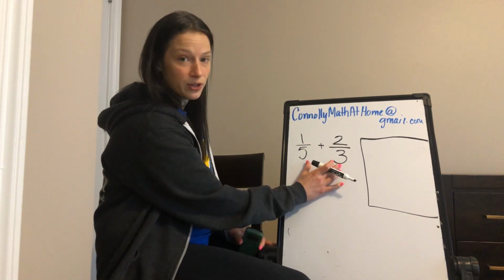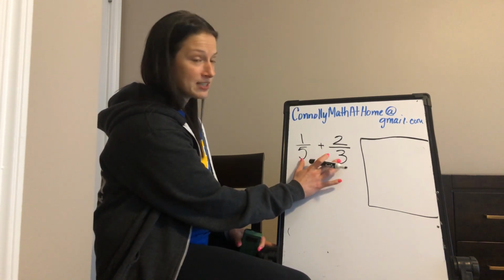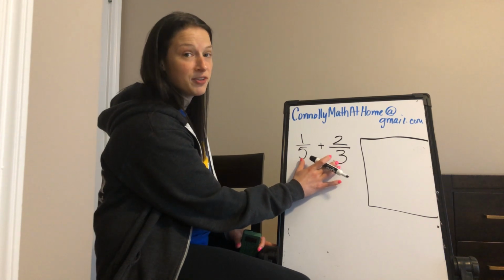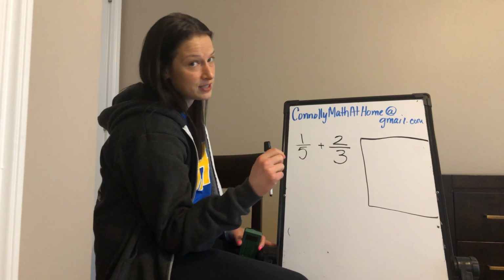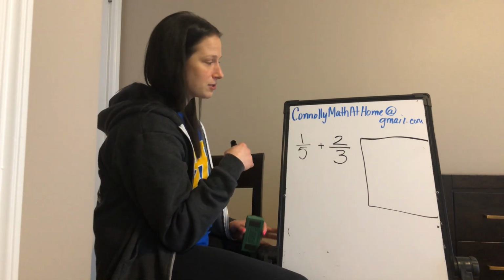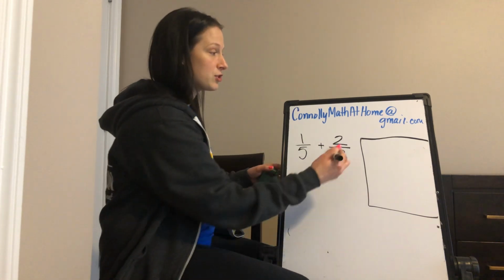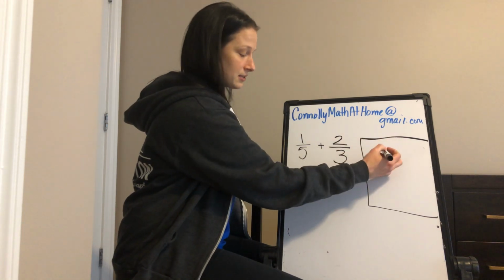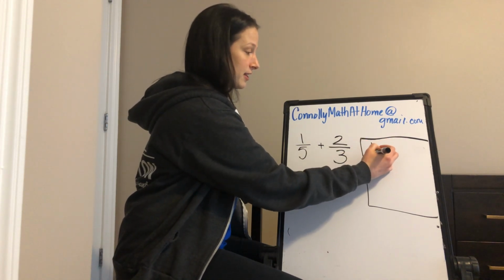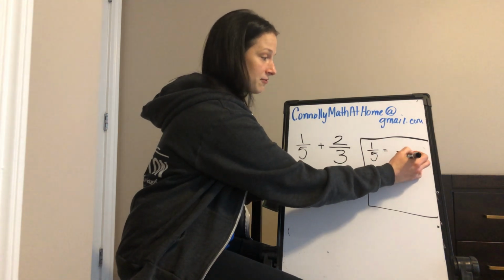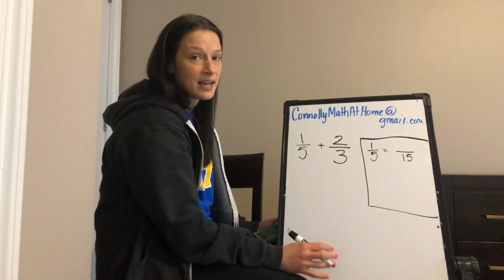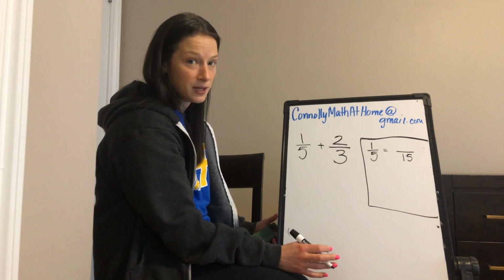Some kids also like to just say, I know 5 times 3 is 15, so I know I can make 15ths. But just be careful, I'm going to do one more example after this, 'cause sometimes it's not the lowest common multiple. So let's go over to our equivalent fraction box, and let's start with 1/5. I want to make 1/5 into 15ths. I decided that's what the common denominator should be.